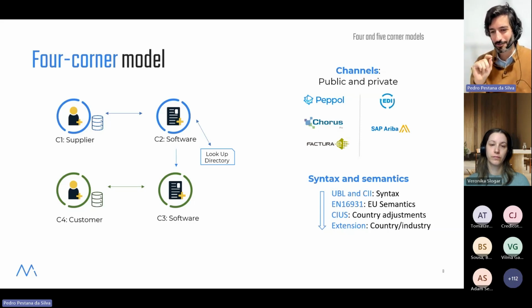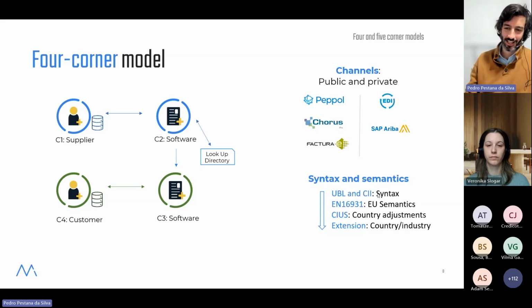Let's now look at syntax and semantics. It gets a little complex, but it helps understanding the entire picture. First of all, invoices are sent normally in an XML schema. That XML will have a structure, and that is what we normally call the syntax. The syntax is always or almost always UBL or CII. UBL is the Universal Business Language, so it follows a standard syntax that applies globally.